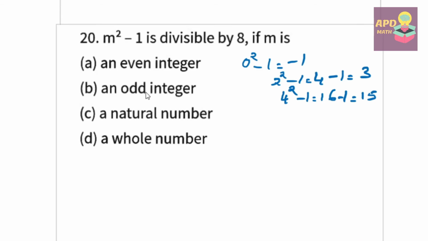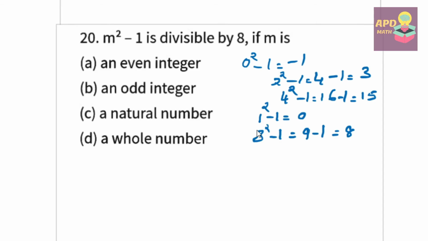Now next we'll check the odd integer. Odd integers are 1. We'll give 1 first, right? When m is equal to 1, 1 square minus 1 is 0. 1 square is 1, 1 minus 1 is equal to 0. Then the next odd number is 3. So 3 square minus 1 is equal to 9 minus 1, which is 8. 8 is divisible by 8, right?